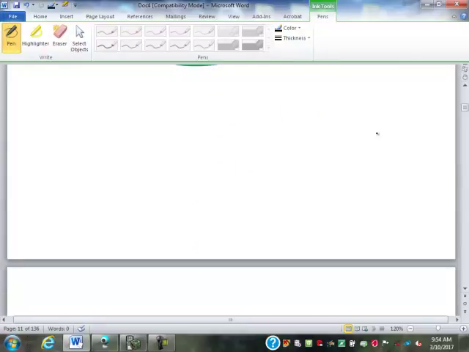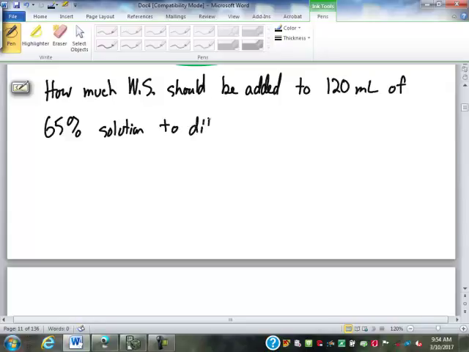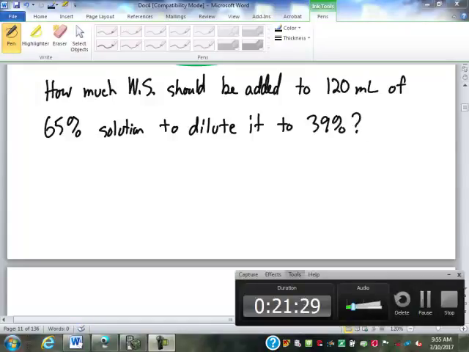Well, let's look at this. How much saline should be added to 120 milliliters of 65% solution to dilute it to 39%. I'll give you a couple minutes to try that one.